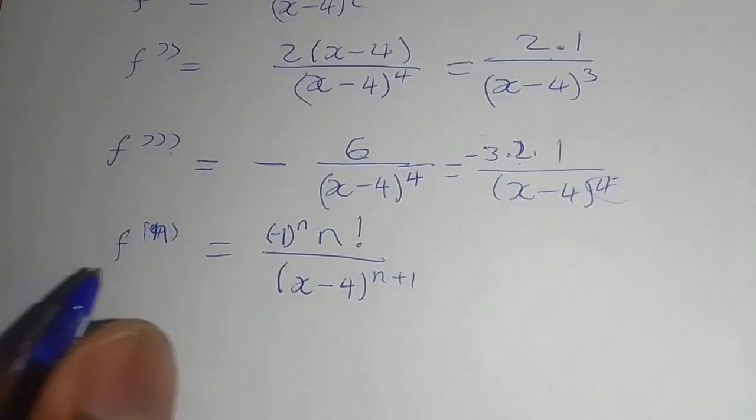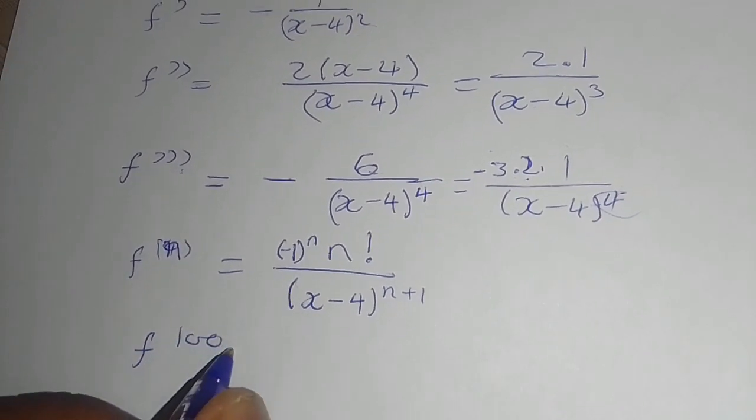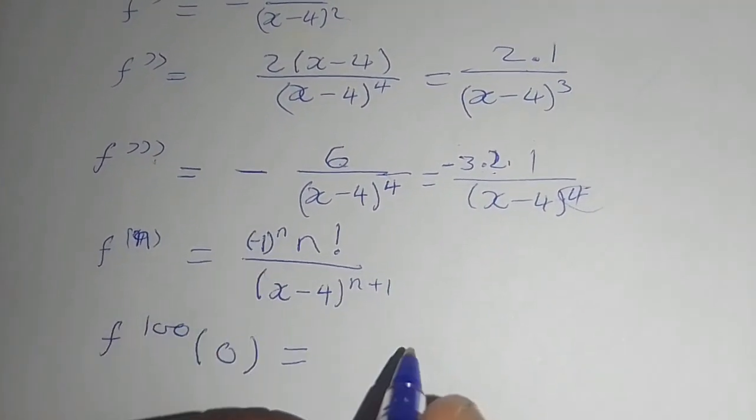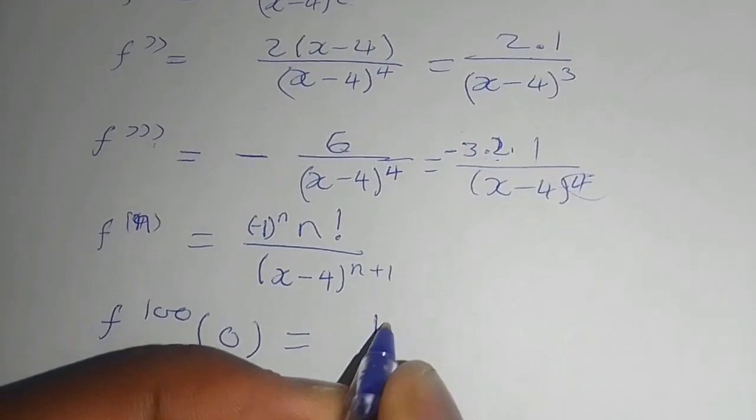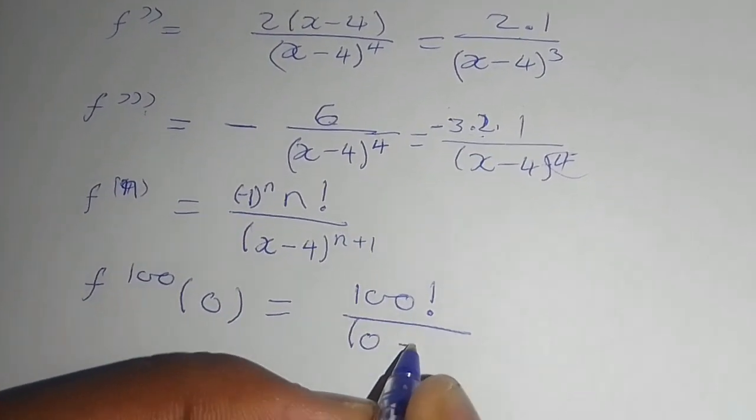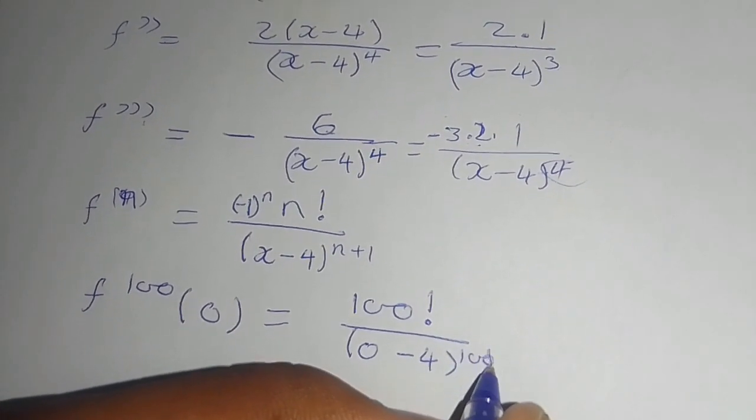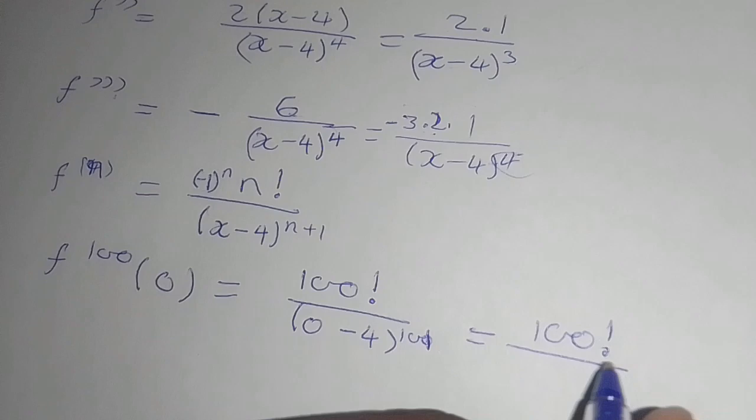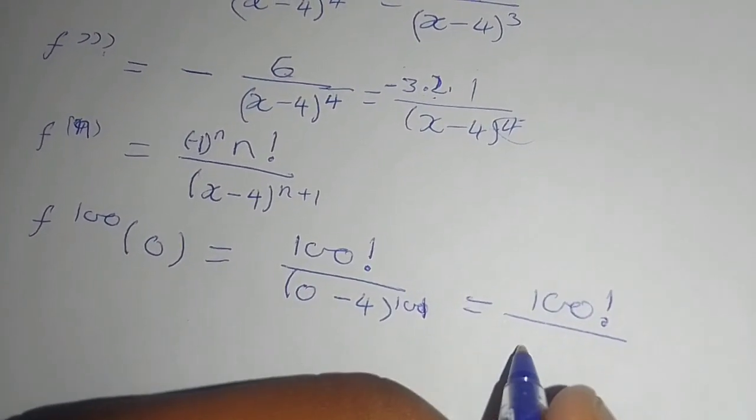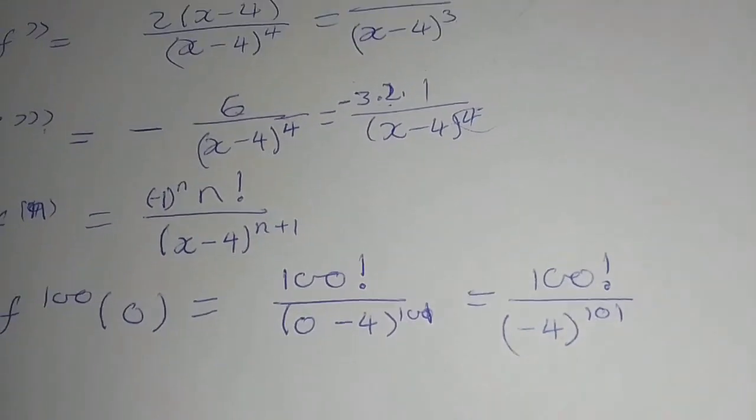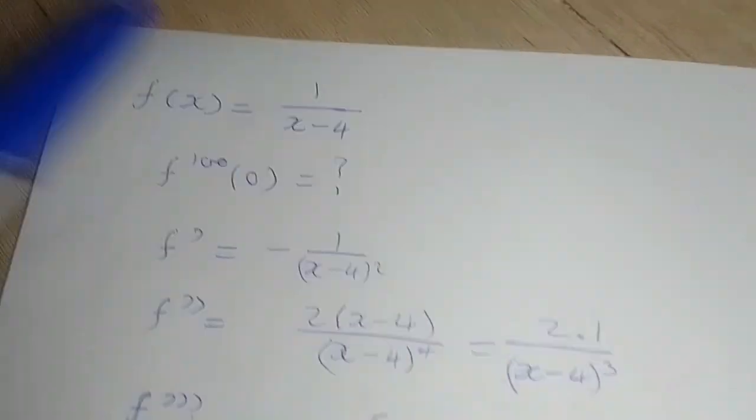And so that means that for the 100th derivative at 0 of that, you just plug in n as 100, and minus 1 to the 100 is going to be just positive 1, right? And then you're going to have 100 factorial divided by, now you're substituting x as 0, so you're going to have minus 4 to the 101, because it's 100 plus 1. And so that means the 100th derivative at 0 of that function is 100 factorial over minus 4 raised to the 101. So that's just going to be the 100th derivative of this function at 0.